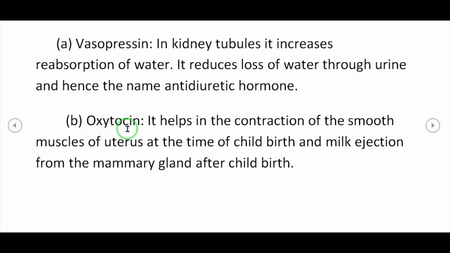Second one, oxytocin. It helps in the contraction of the smooth muscles of the uterus at the time of childbirth and milk ejection from the mammary gland after childbirth. So these two hormones, vasopressin and oxytocin.